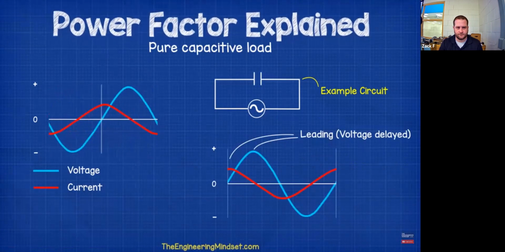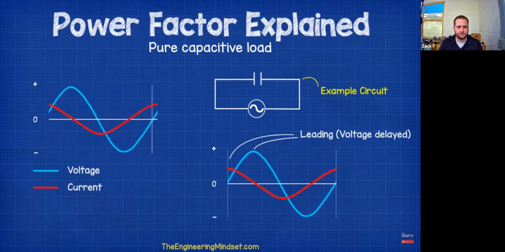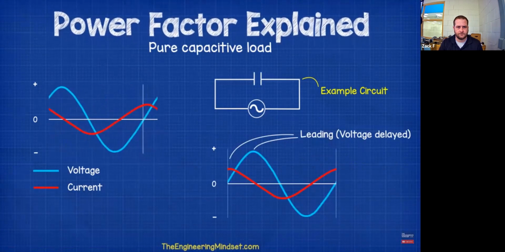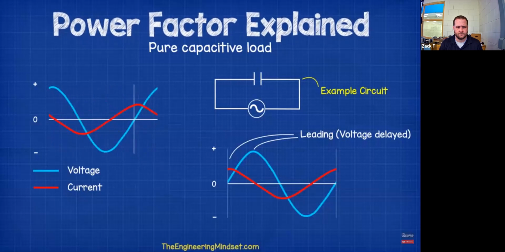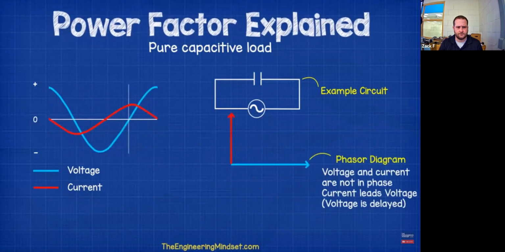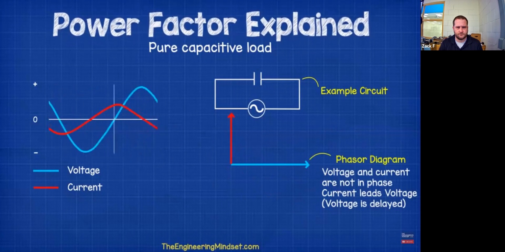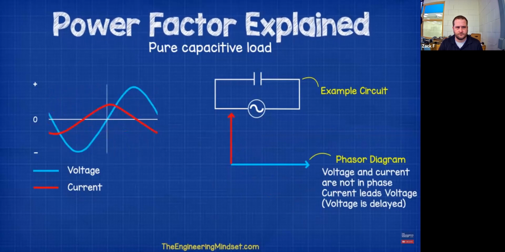Again, this will mean that not all of the electricity being used is being used to do work, but we still have to pay for it regardless. If we drew a phasor diagram for a purely capacitive load, then the current line would be at an angle above the voltage line as it's leading.